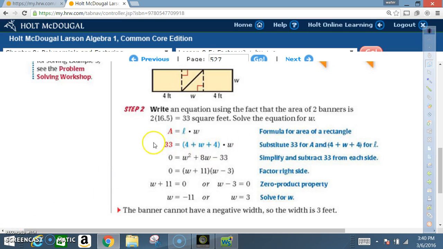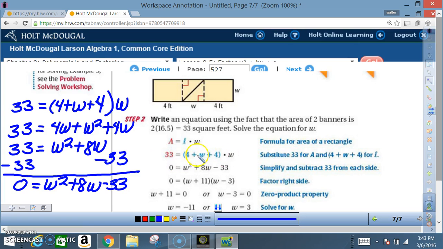Now from the diagram, notice that L is equal to 4 plus W plus 4, and that the width is equal to W. So once again, L is 4 plus W plus 4, and the width is W. All right, now from here, let's go over here so we can easily understand it. 33 is equal to 4 plus W plus 4 times W.